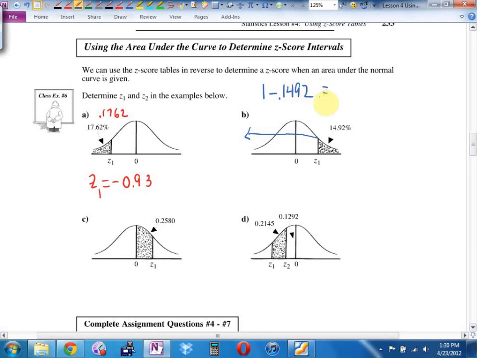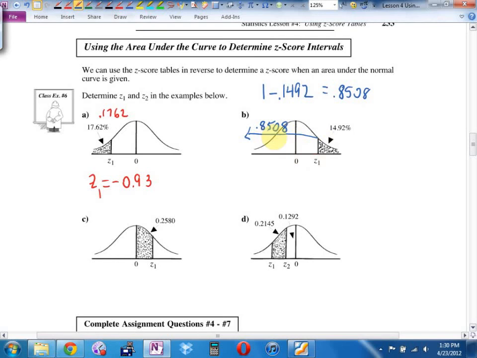What is on your calculators, 1 minus 0.1492? 0.8508, double checking. That's the area to the left. And you may remember last day I said it's really worth drawing a small picture, to take that 1 second of drawing the bell curve to figure out where you are. So if they hadn't given me this picture, I probably would have drawn it. Okay, what z-score gives you an area to the left of 0.8508?